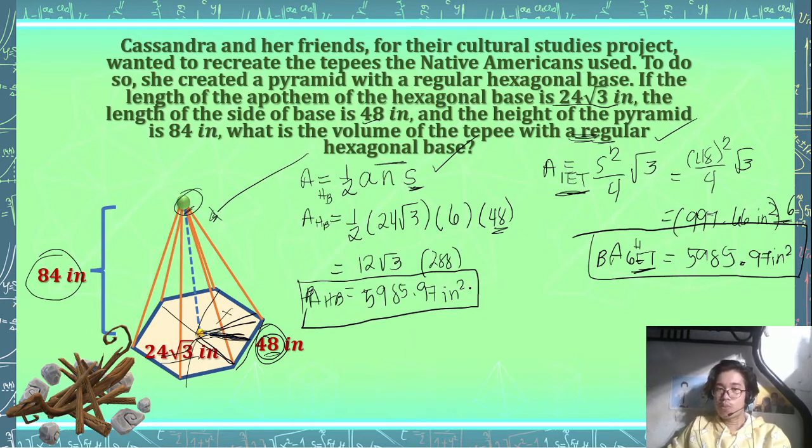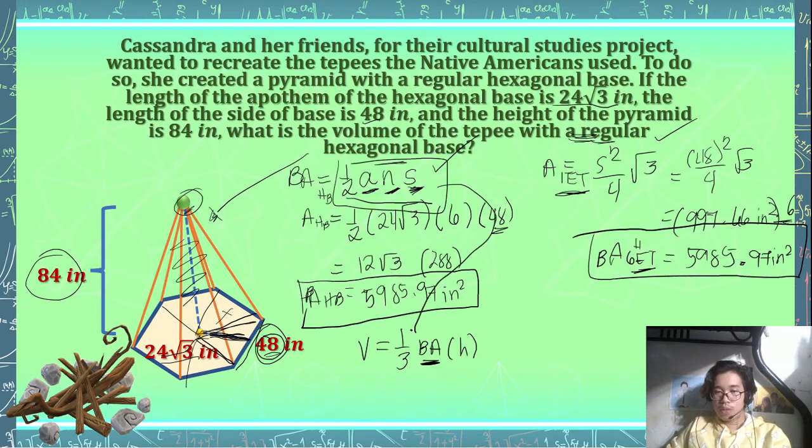But we haven't yet solved the problem. We need to find the volume of the entire tent itself, the entire teepee. We know the formula for the volume of a pyramid is equal to 1/3 multiplied by the base area multiplied by the height. And since we know the formula for the base area is 1/2 multiplied by the apothem, multiplied by the number of sides, and multiplied by the side measurement itself, we can substitute this formula here.